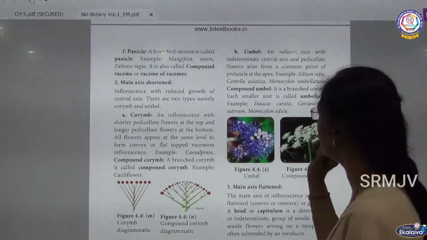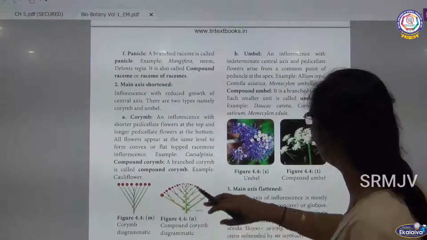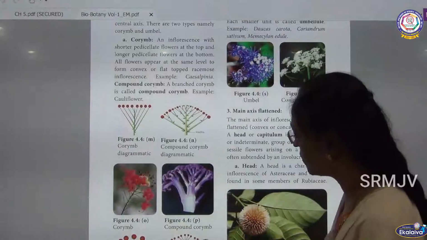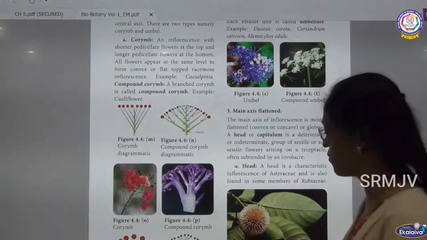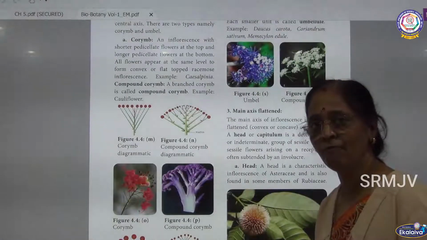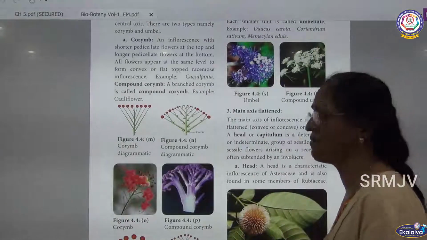It is a branched umbel, and every smaller unit is called an umbellule. So these are the small units which you will find. And the third form, what we were talking about, is the main axis flattened.